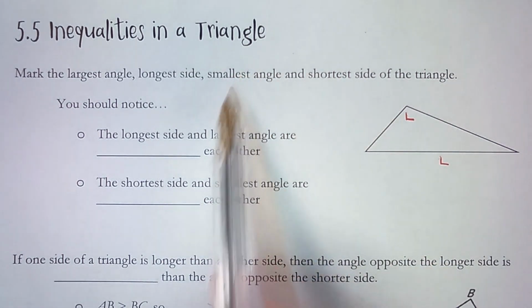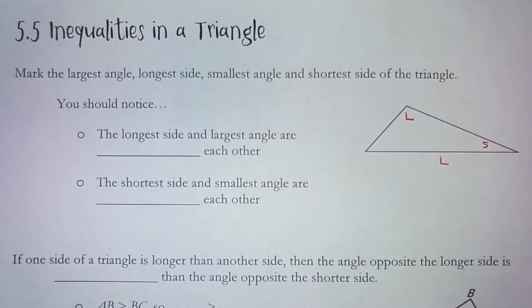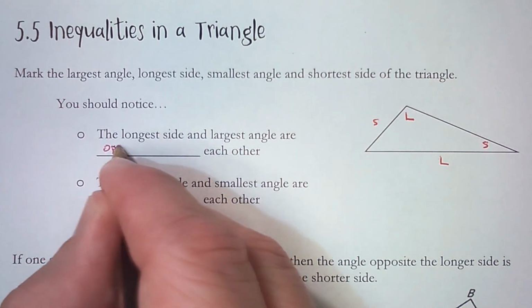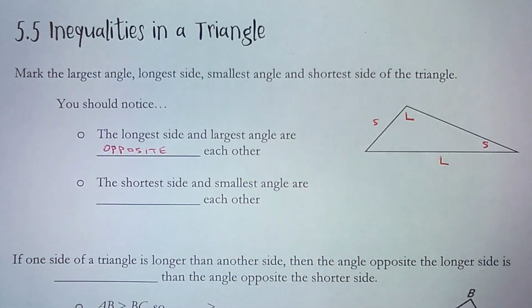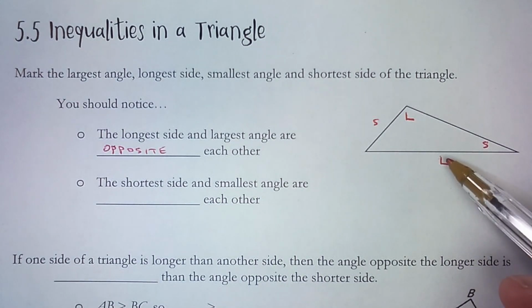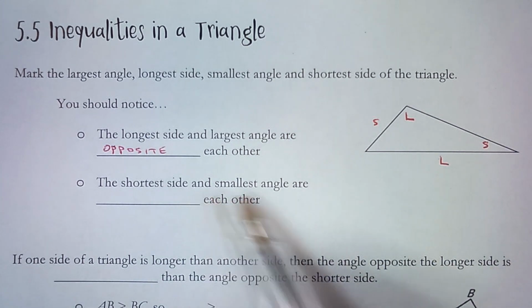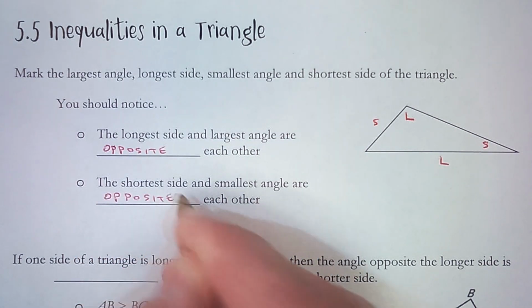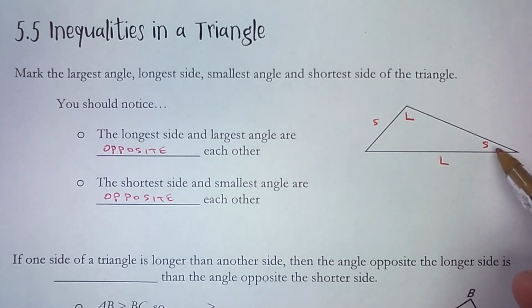Okay, then we'll mark the smallest angle. So that's right here. And the shortest side is right here. So something we should notice is that the longest side and the largest angle are opposite each other. Okay, so largest angle and longest side are directly across from each other. We should also notice that the shortest side and the smallest angle are opposite each other. Okay, so we've got the smallest angle and the shortest side across from each other.